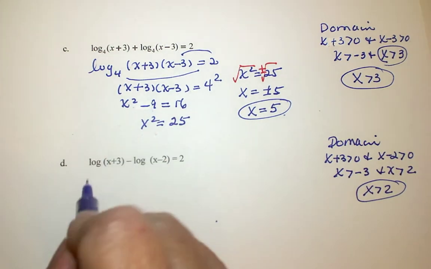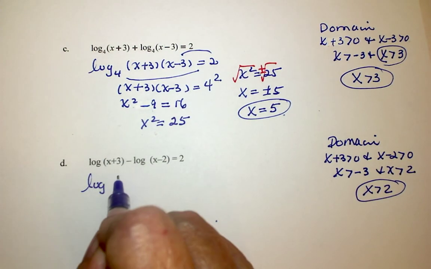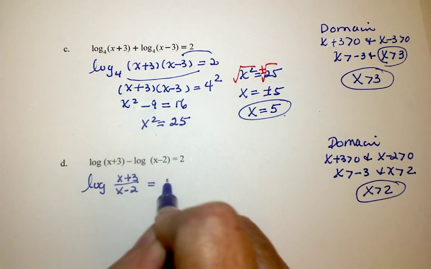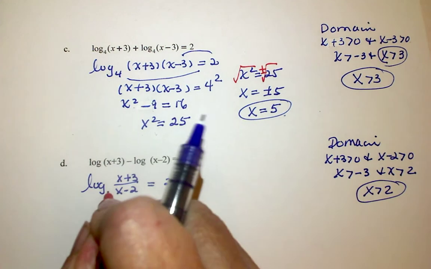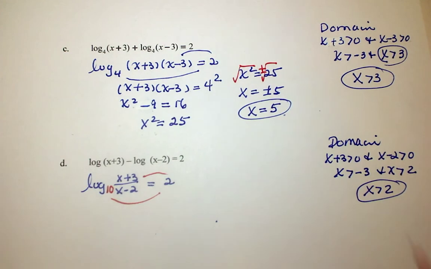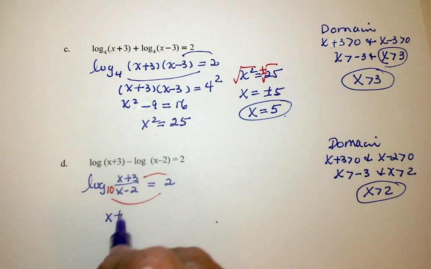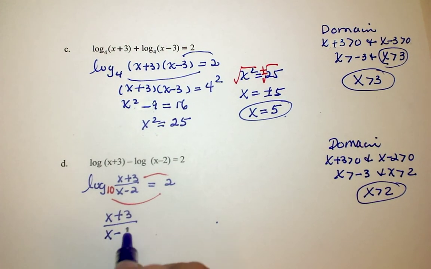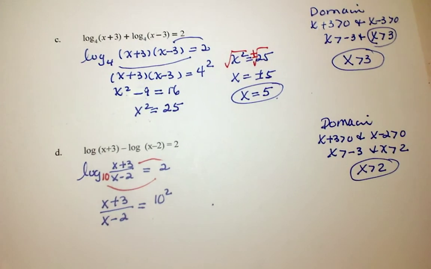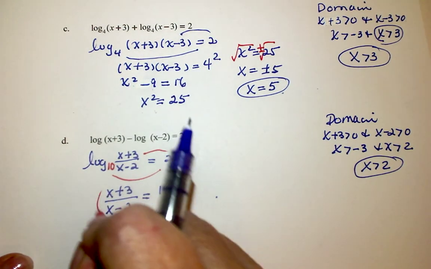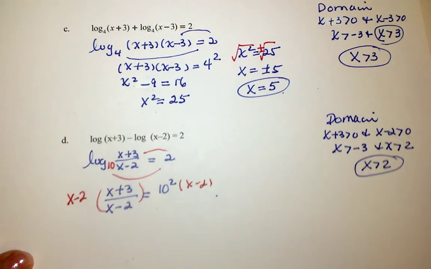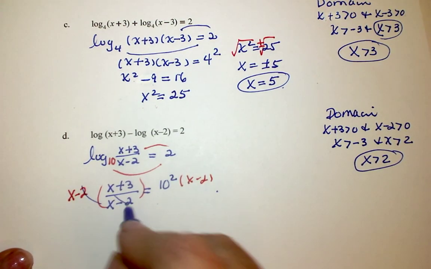Now this is subtraction, so it turns into a quotient. So this is the log of x plus 3 divided by x minus 2 equals 2. There's no base, which means it's base 10. So 10 squared equals the argument. x plus 3 divided by x minus 2 equals 10 squared. Clear the fraction by multiplying both sides by x minus 2. And the x minus 2's reduce out.